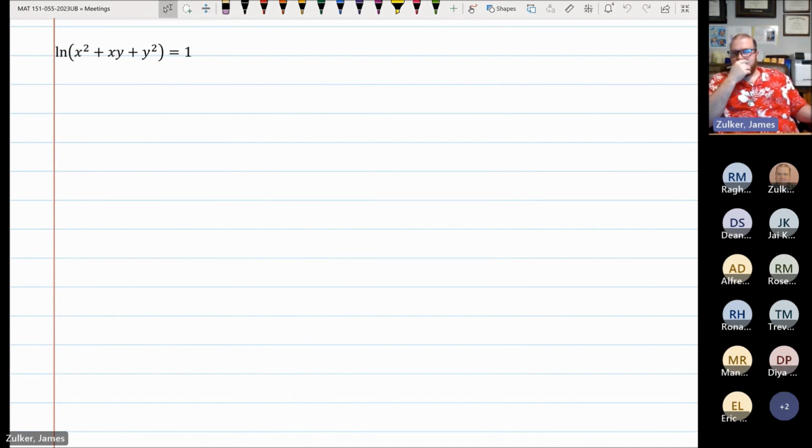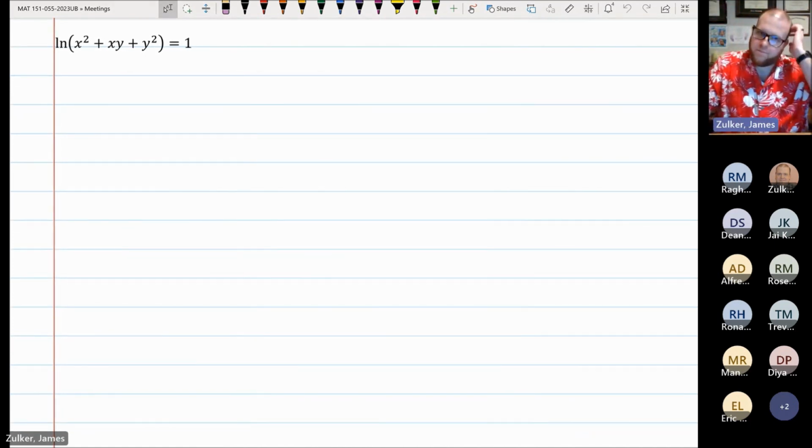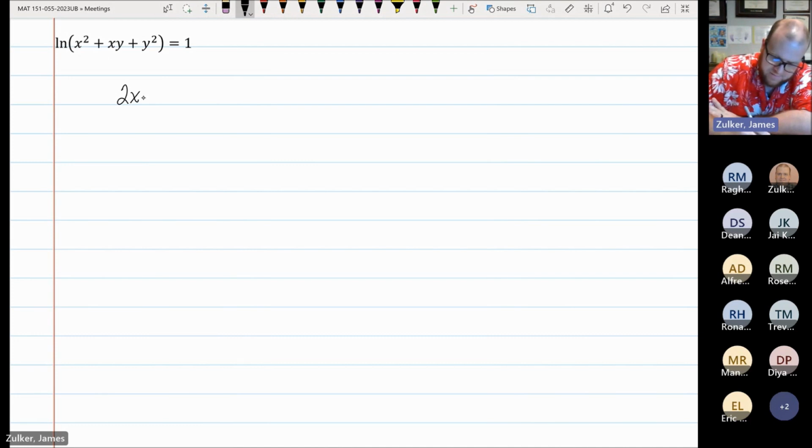Again, take d dx of both sides. For natural log, remember what it was: take the derivative of what we're taking the log of. Derivative of x squared would be 2x. Now, derivative of xy is a product rule: second times derivative of the first plus first times derivative of the second.